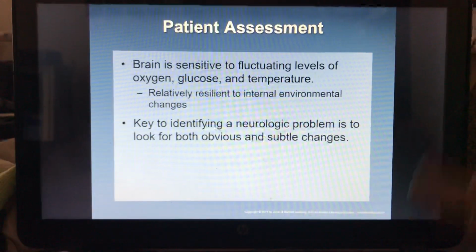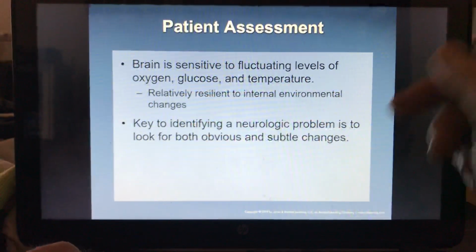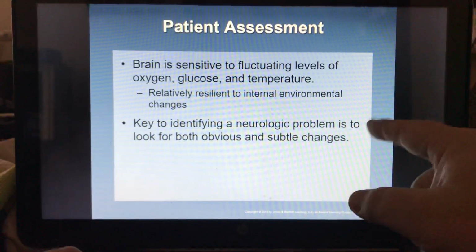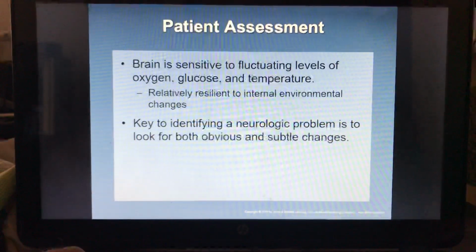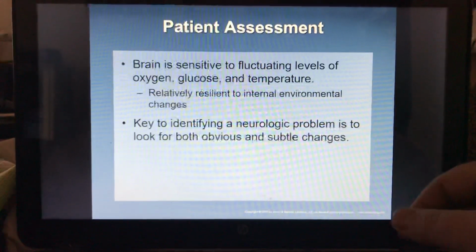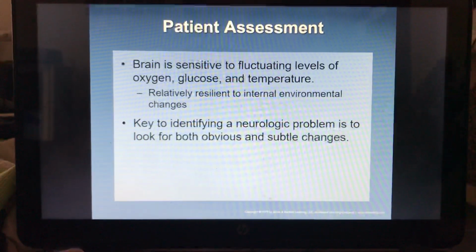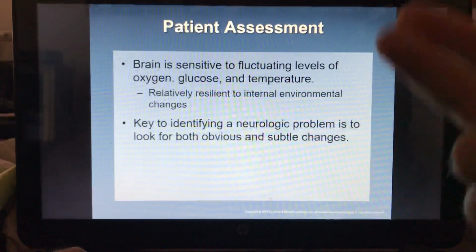All right, so your patient assessment, stuff that we're going to go through right quick. Again, oxygen, glucose. Your brain loves that stuff. When it stops getting that stuff, it gets mad and angry, and it's going to do whatever it takes to try to get that back in there. Typically, it's going to raise your blood pressure to try to get the blood flow back in there.